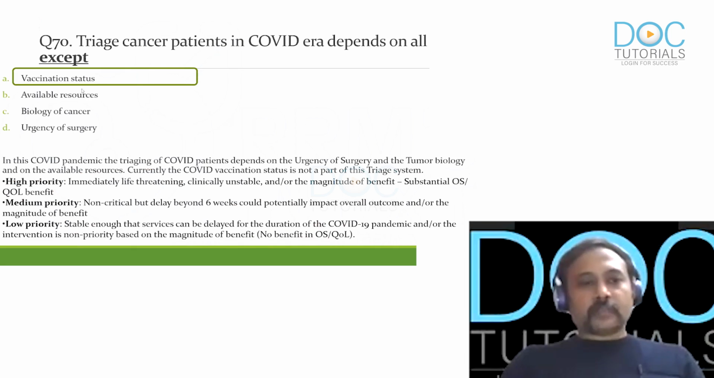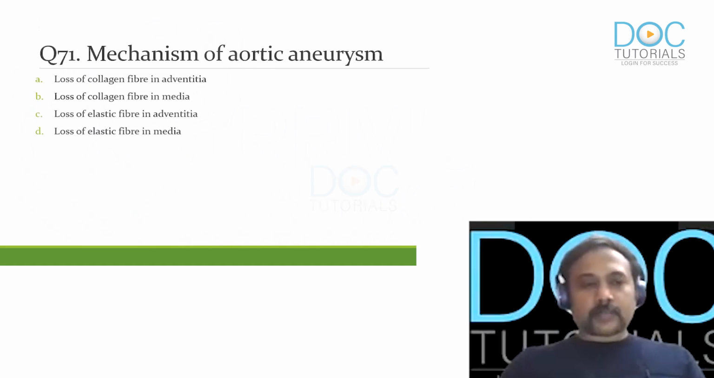So where is the question of available resources? Even though you may want to treat the patient a particular way, let's say you want to give radiation for a patient, but if the radiation is not available, you may be forced to choose surgery because of lockdown or other reasons. So that is where the available resources come in. The urgency of the surgery, all of us know. The biology of the cancer is also another thing. Tumors like a pancreatic head carcinoma are highly aggressive tumors, so you will definitely want to treat them immediately. That is how you will triage the patients in the COVID era. So vaccination status has got no role in this particular decision making.